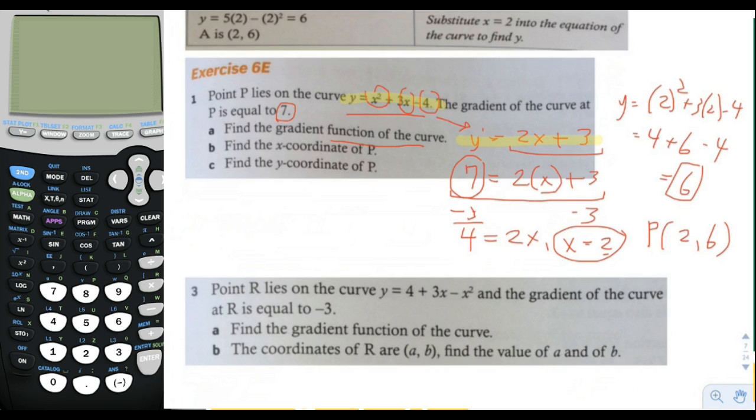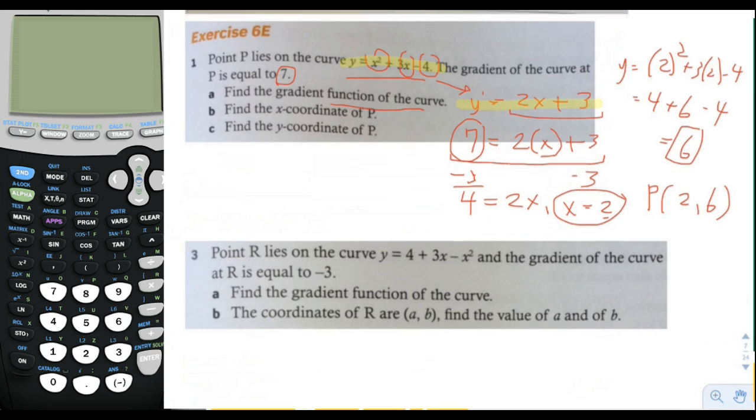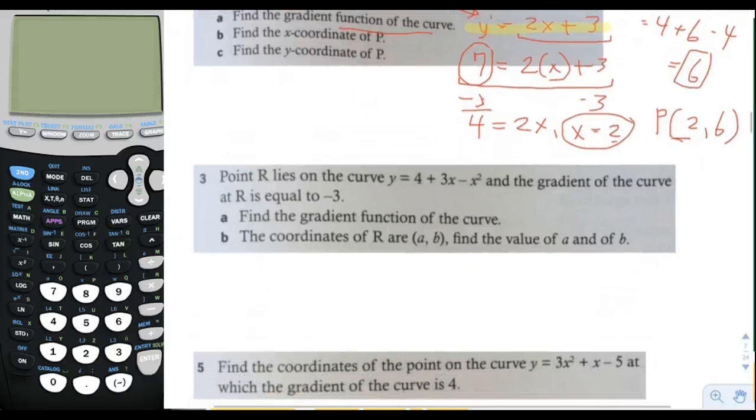Okay? If you want to check that, you could even do that on your calculator. You could put this equation in your calculator, and then you could find the derivative at point x equals 2, and you could see if you get 7 back. Okay. All right, number 3.